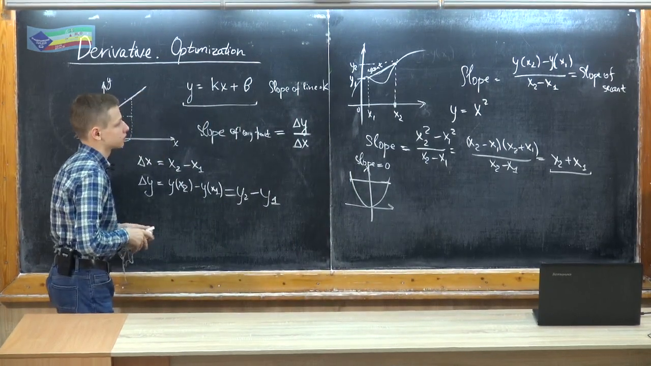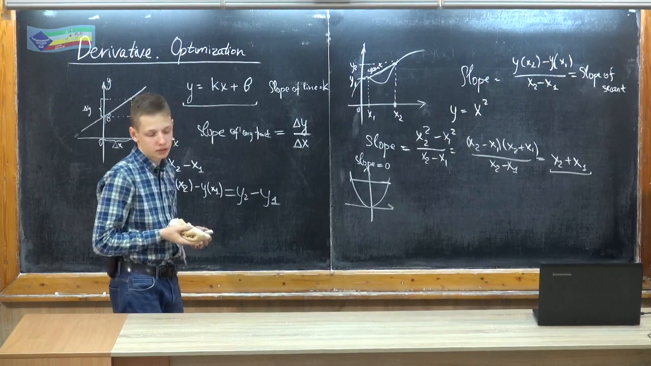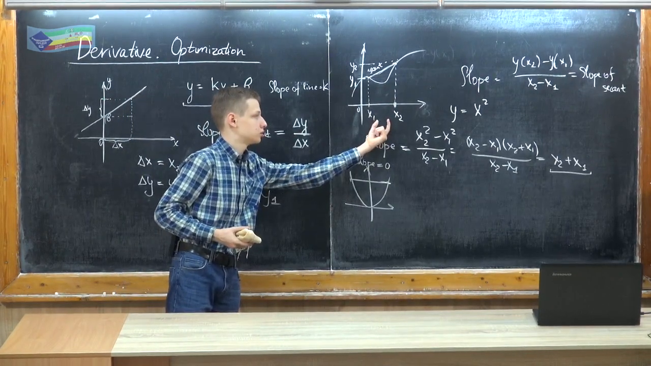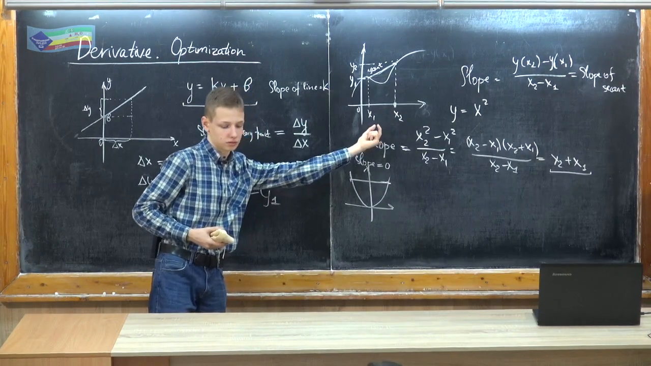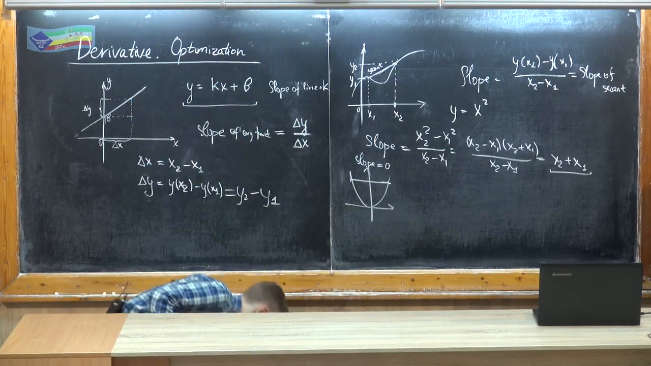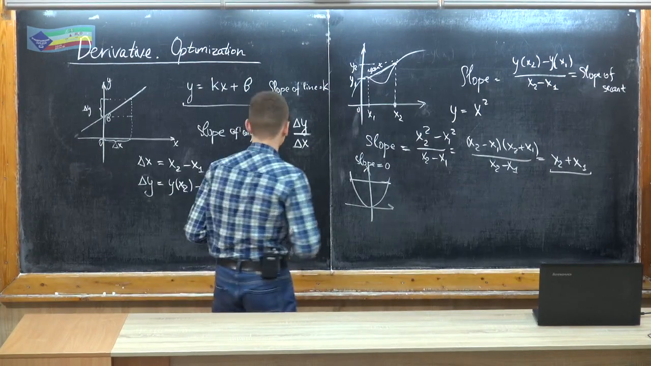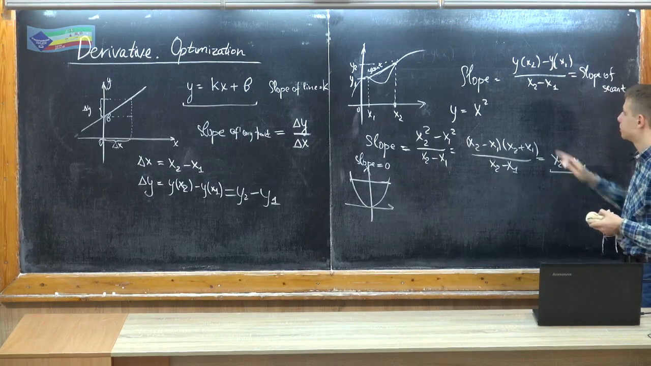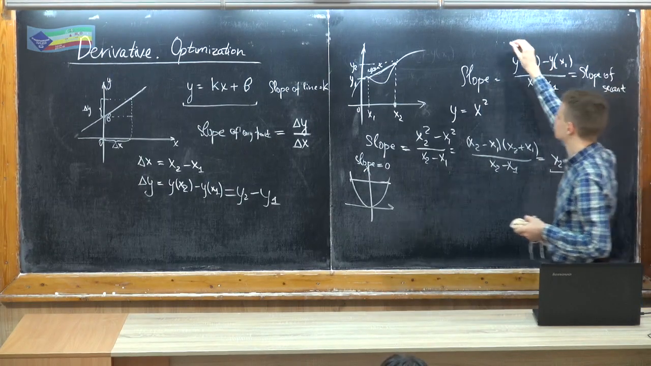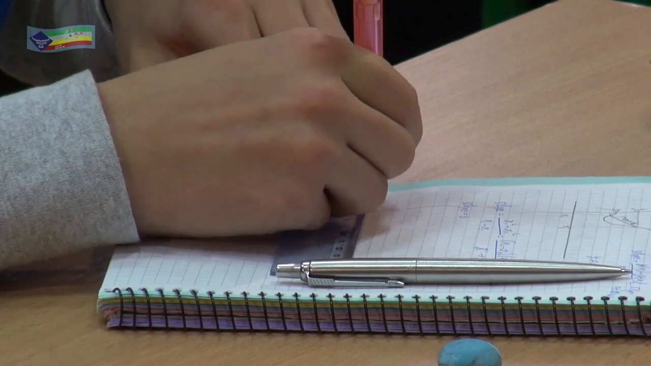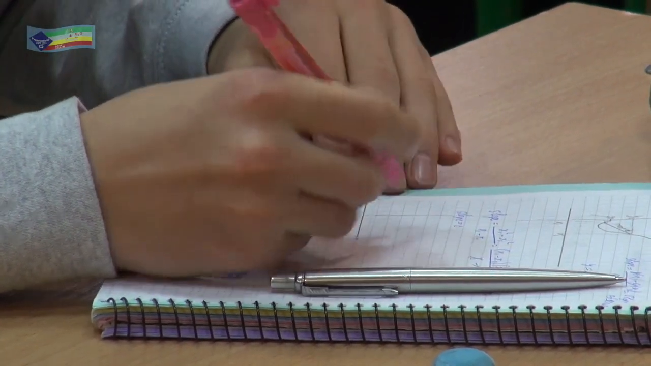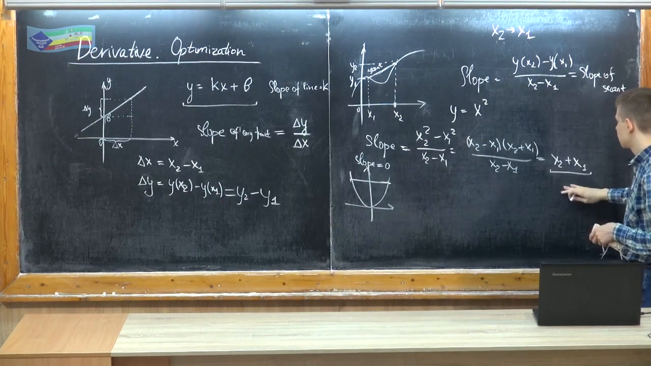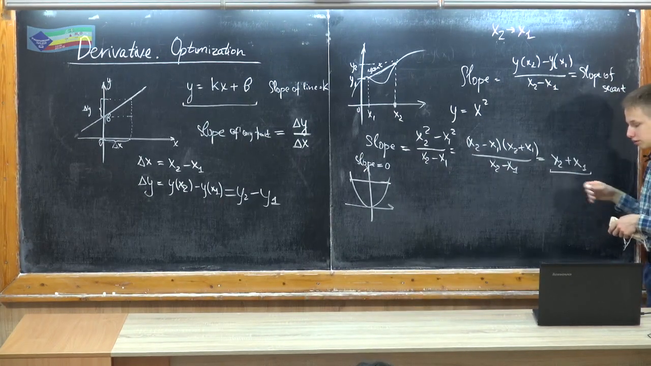That's why we will consider what will happen if we constantly make x1 and x2 closer and closer to each other. So what will happen if our x2 is getting closer to x1. And let's talk about this example.